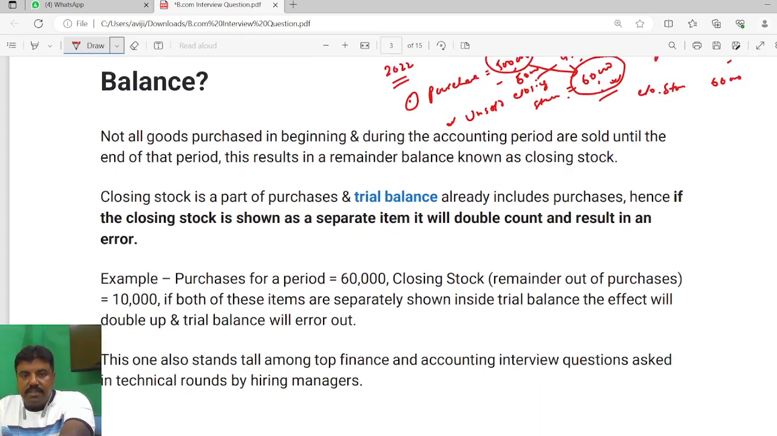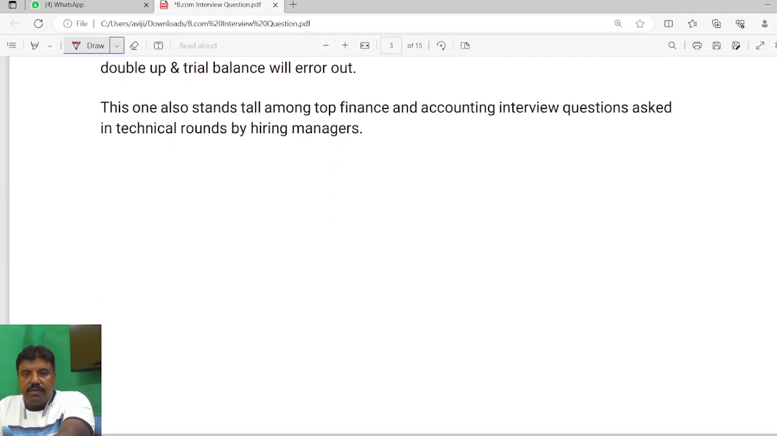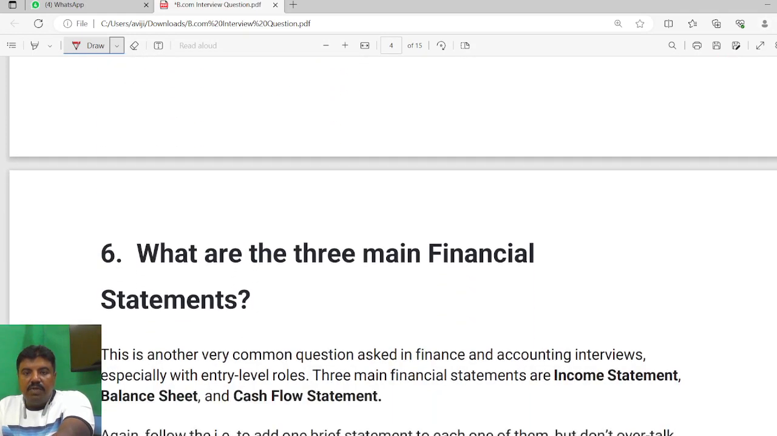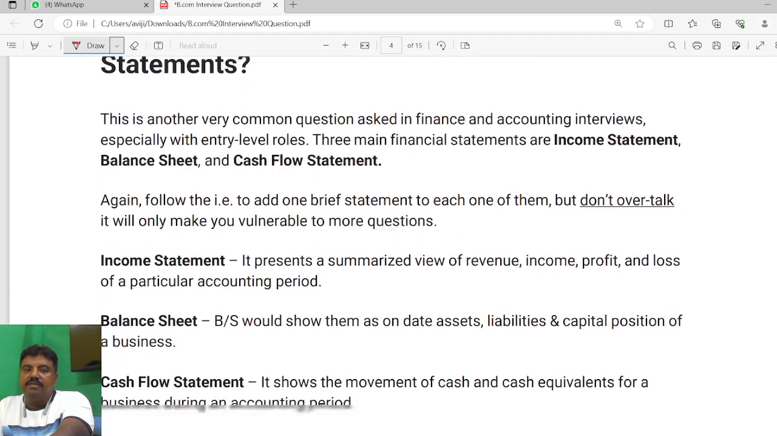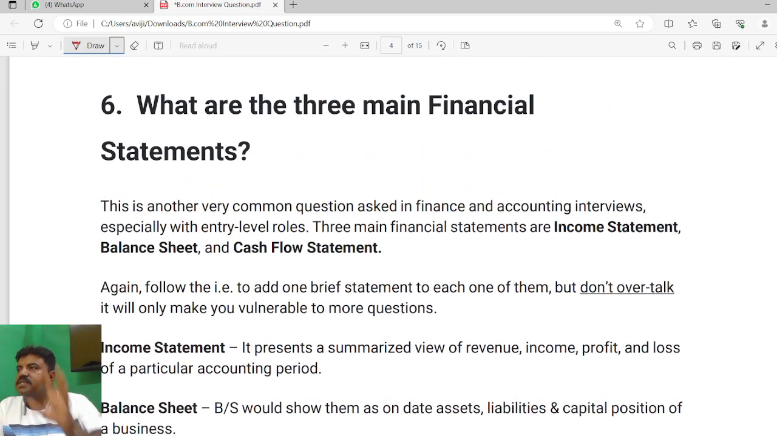Next question, let's discuss the next question. What are the three main financial statements? Financial statements basically include three things: the balance sheet, the income statement, and the cash flow statement. Balance sheet, which reveals the financial position. At the end of the accounting period, every company, every business organization prepares financial statements. The first one is the balance sheet.